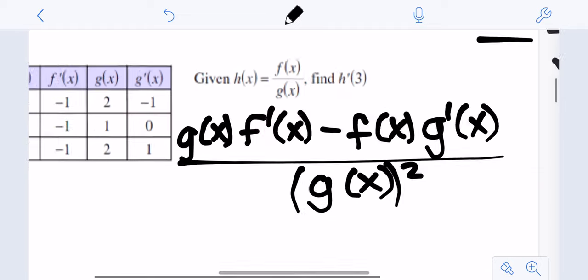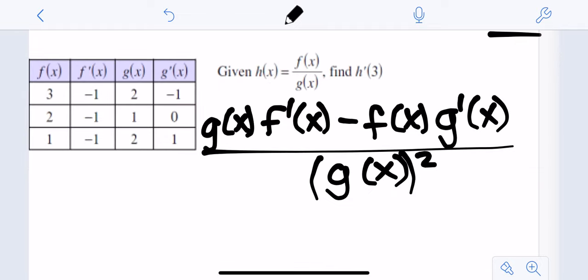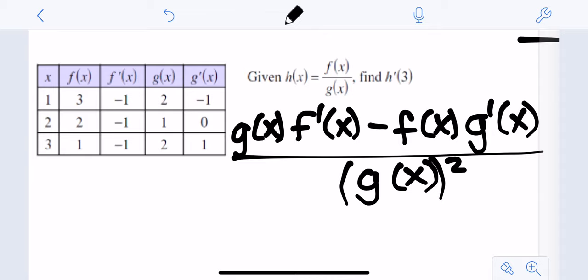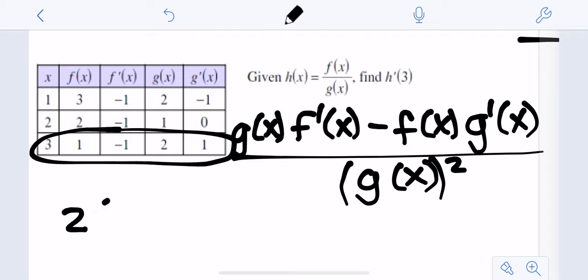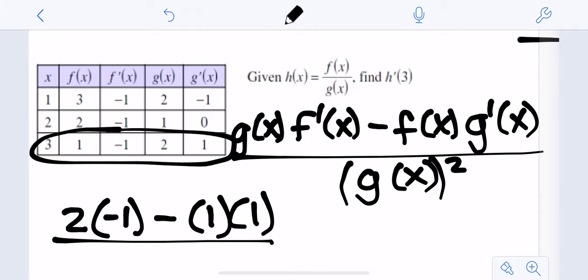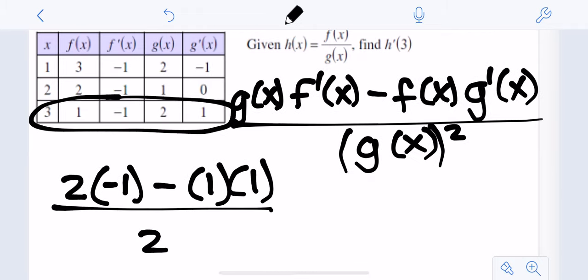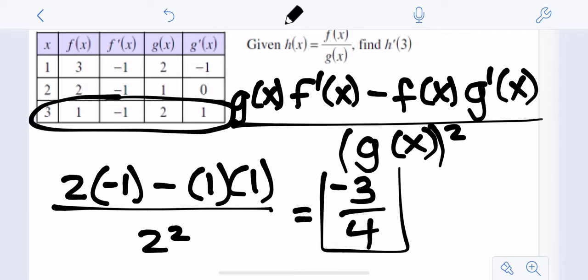And then we're just going to plug in values from our chart. So we're looking at when x is 3, so I'm looking at these values. So g is 2, f prime is -1, f is 1, g prime is 1, all over g squared, which would be 2 squared. So this is going to be -2 minus 1, so -3 over 4.